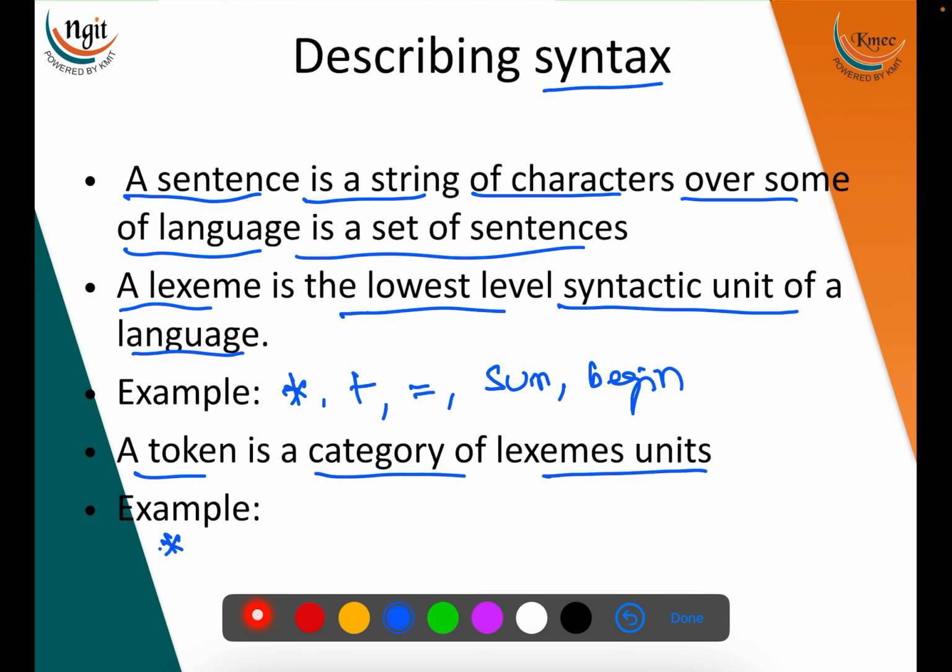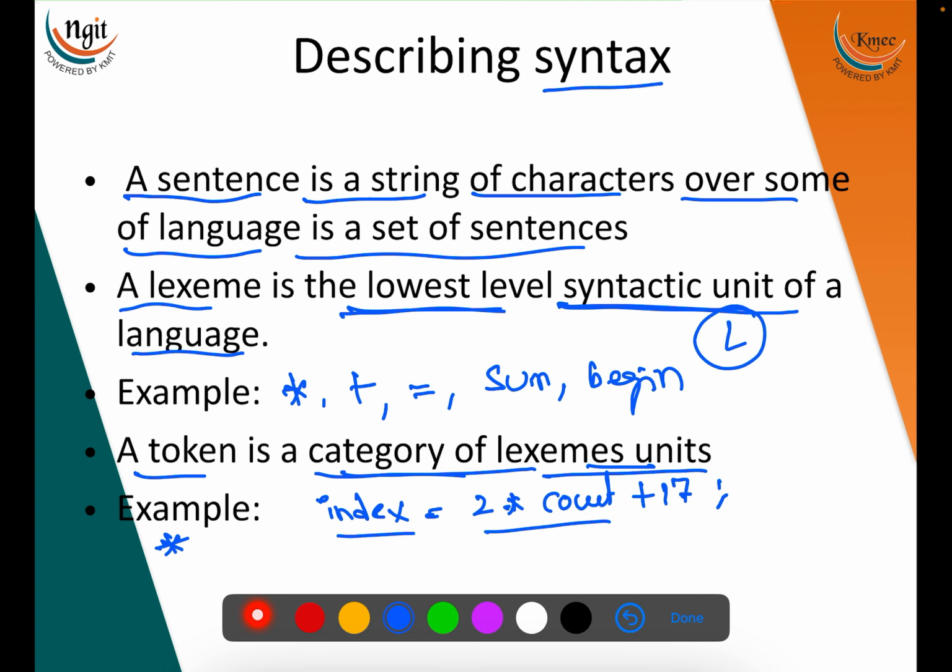This question came in an examination for 2 marks. Let's suppose index = 2 * count + 17. Identify the lexemes and identify the tokens. This is the question given in a previous question paper. Lexemes are the lowest level syntactic units, and a token is a category of lexemes, right? Now we'll write the lexemes and tokens from the statement. The lexemes are index, equal to, 2, into, count, plus, 17, semicolon.